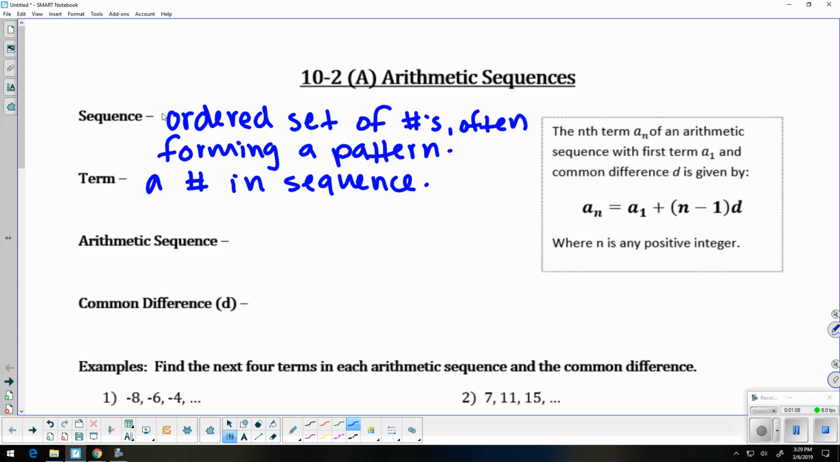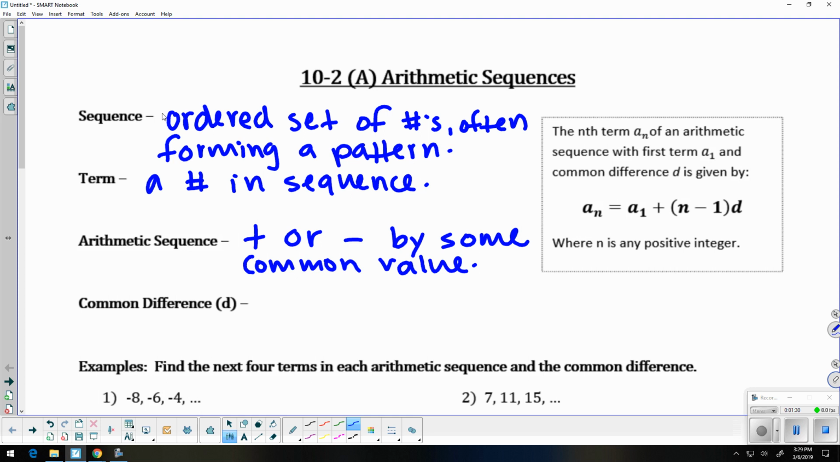But specifically, today we're talking about an arithmetic sequence. So what is an arithmetic sequence? It's when you're adding or subtracting by some common number to get to each and every single term in the sequence. And the number that you're adding or subtracting by is called the common difference. So this is just the actual number you are adding or subtracting by, and that's the common difference.